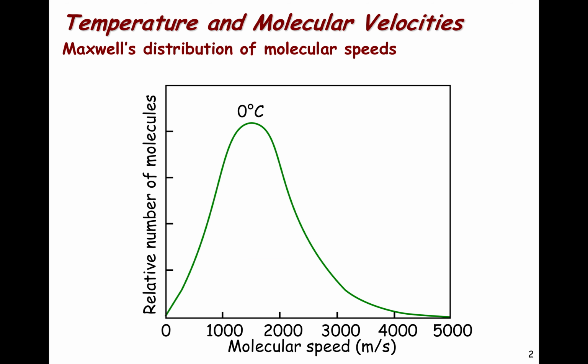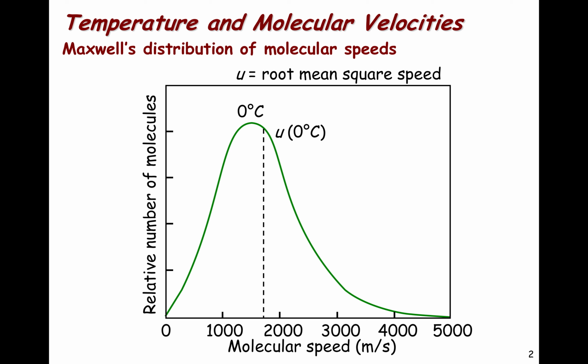As you see here, there is a distribution of molecular speeds that occur for a particular gas at a given temperature. In this plot, you see the molecular speed plotted on the x-axis and the relative number of molecules at a particular speed on the y-axis. This is a plot for some gas at 0 degrees Celsius. If we were to calculate the root mean square speed, we could put this on the graph, and we see that it is represented by the dashed line that you see here.